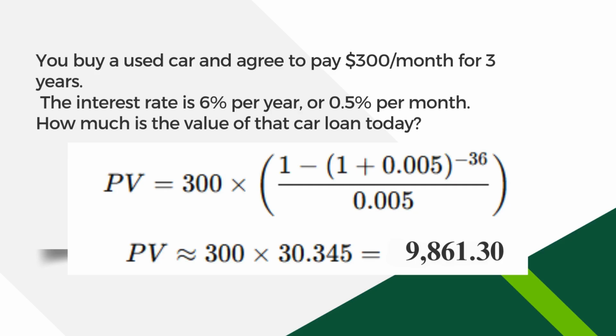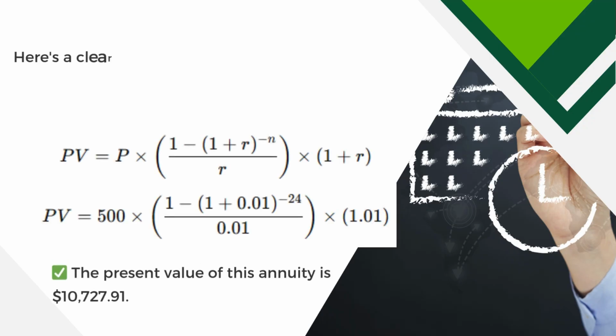Real-life example: car loan. Let's say you buy a used car and agree to pay $300 per month for 3 years. The interest rate is 6% per year or 0.5% per month. How much is the value of that car loan today? Use the formula PV equals 300 times (1 minus (1 plus 0.005) to the power of minus 36) over 0.005. PV equals 300 times 32.871. PV equals $9,861.30.